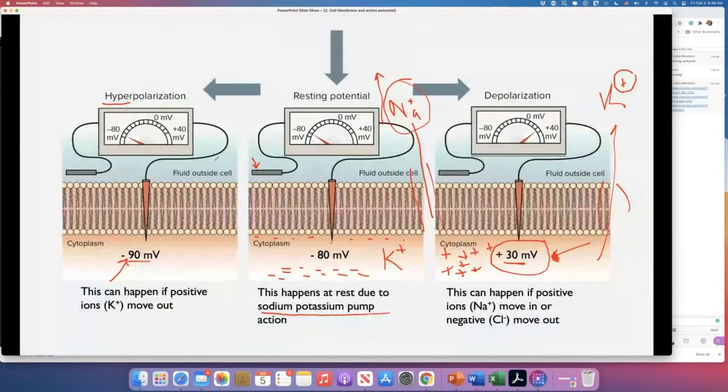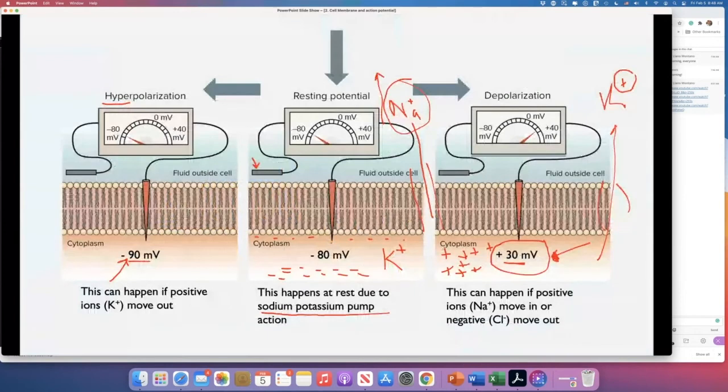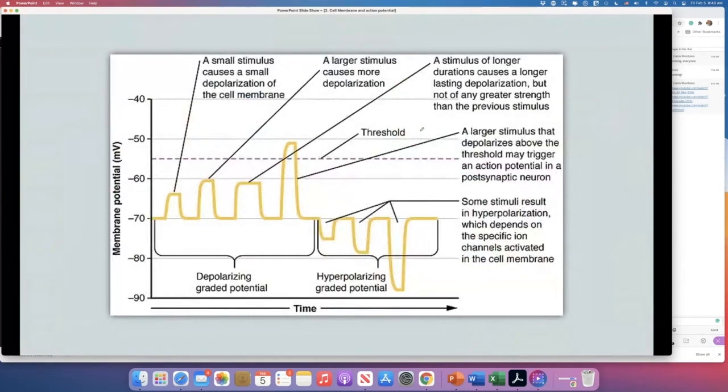So I was explaining before that there are different types of potentials. Some of them are graded, local. Some of them, or one of them, is all or none: the action potential. And I was saying that there is a process called summation.